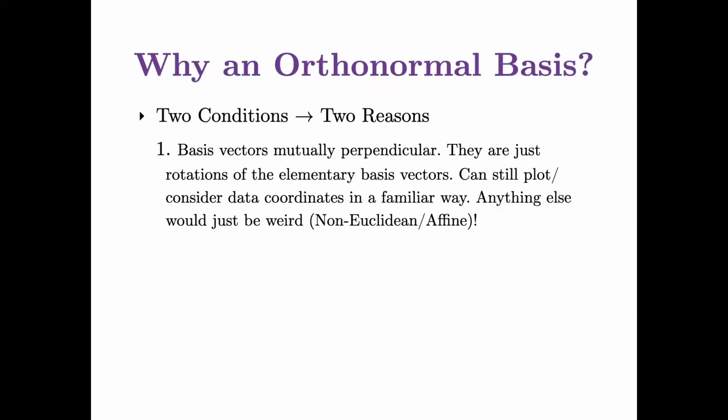Now, let's try to revisit this discussion of why we want an orthonormal basis. There are two conditions, so I think about those conditions as being two reasons. The first condition is that the basis vectors are mutually perpendicular. So they're just rotations of the elementary basis vectors. This means we can plot and consider data coordinates in a familiar way. Anything else would just be weird, non-Euclidean or affine.